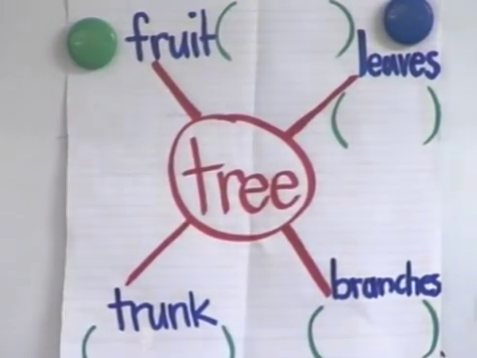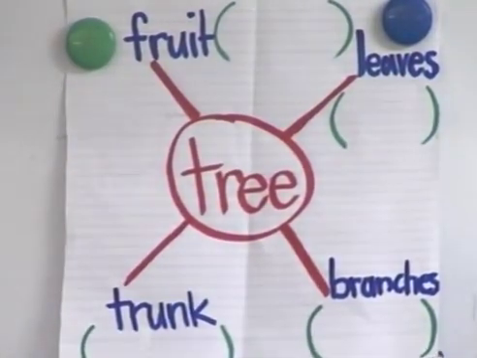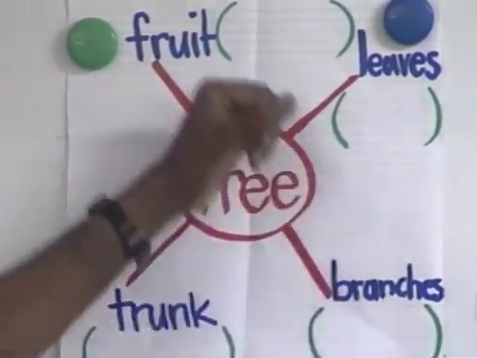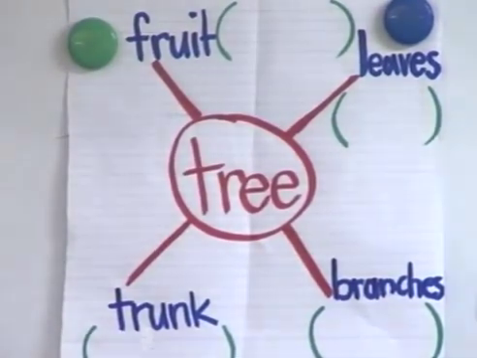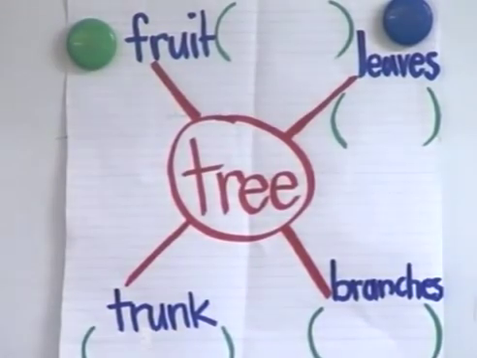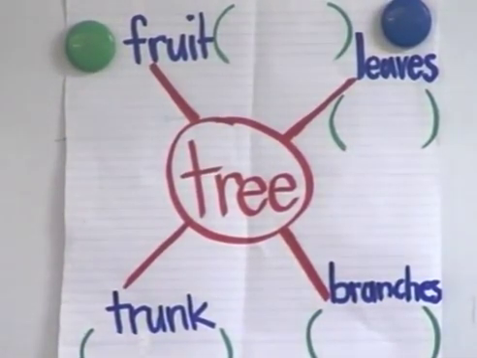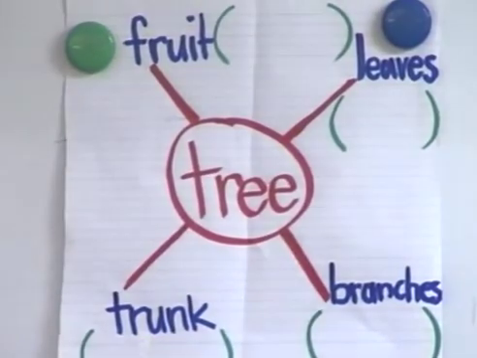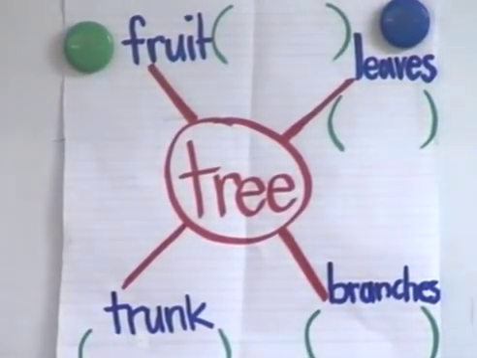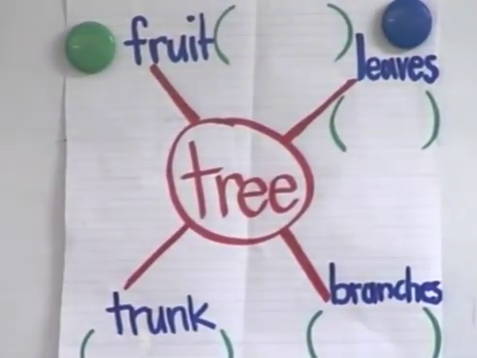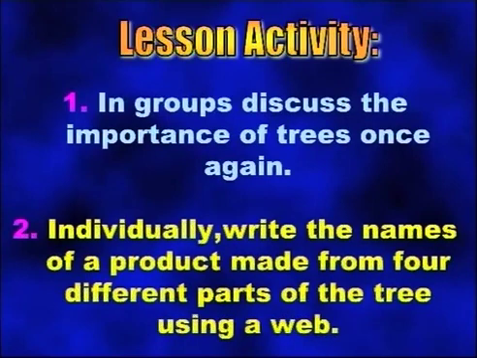And you write down one product, something that is made from each of these different parts of the tree. So from leaves, which product is made from leaves? Branches. We cannot say only products that are made in the factory, but what we use them for. Trunk and fruit. And we'll have about 10 or 15 minutes to do that activity. Discuss the importance together quickly, then individually, you have your web done.